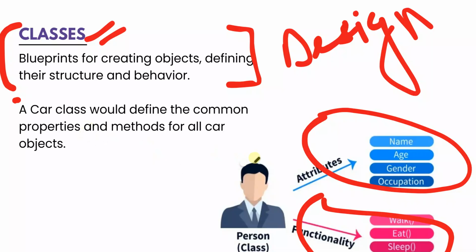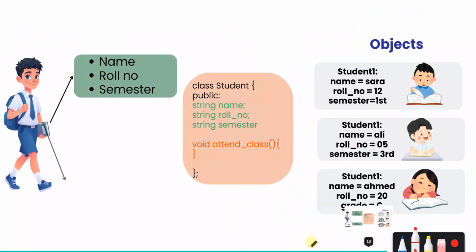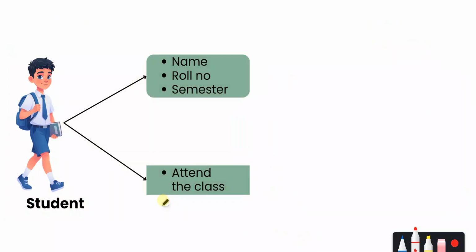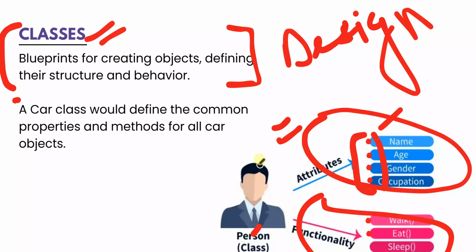And if you have created one class, for example, for a person or a teacher, and you have decided that we will need a name, an age, a gender, and an occupation, then all the objects coming from that class will have all these data members. And similarly, if you have defined these functions, then every object will have these functions. Okay, so this is the design which we are designing.